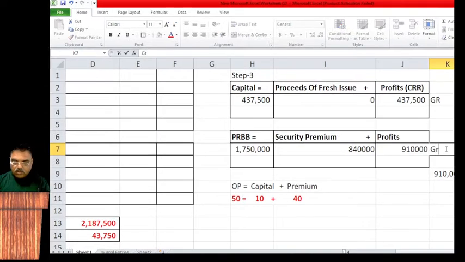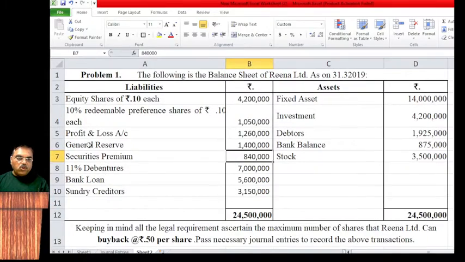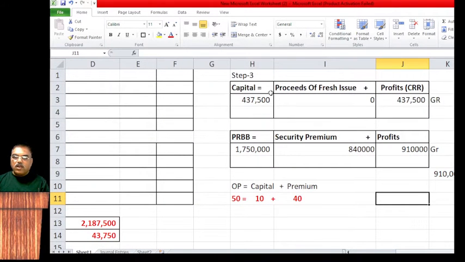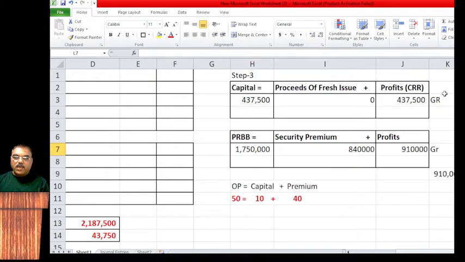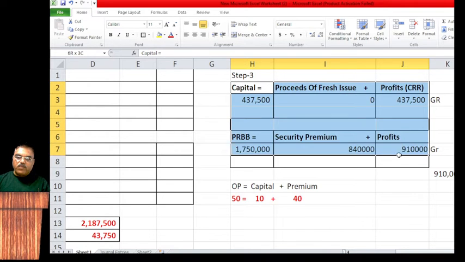From which account? From general reserve. Now look at this. We have not yet touched profit and loss. Profit and loss we have kept as it is. That is 12,60,000. We have not taken any amount from profit and loss. So once you complete this particular formula, then you can go for journal entries, because this formula is very, very important.